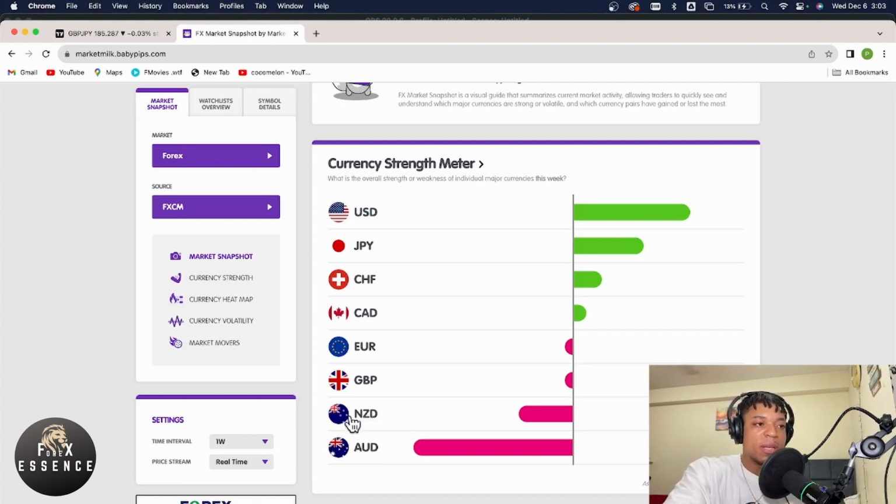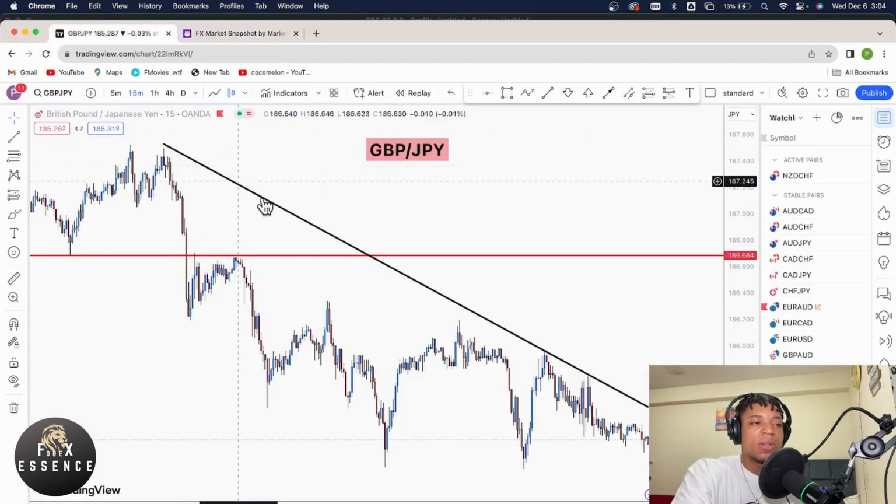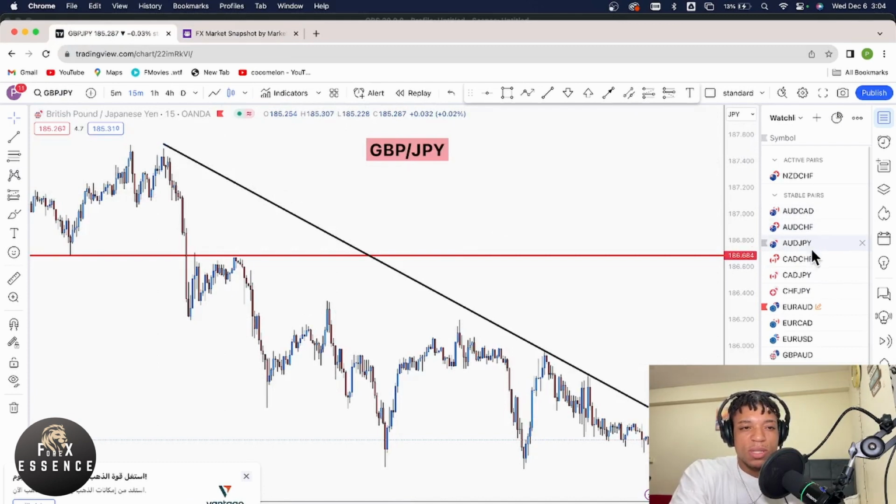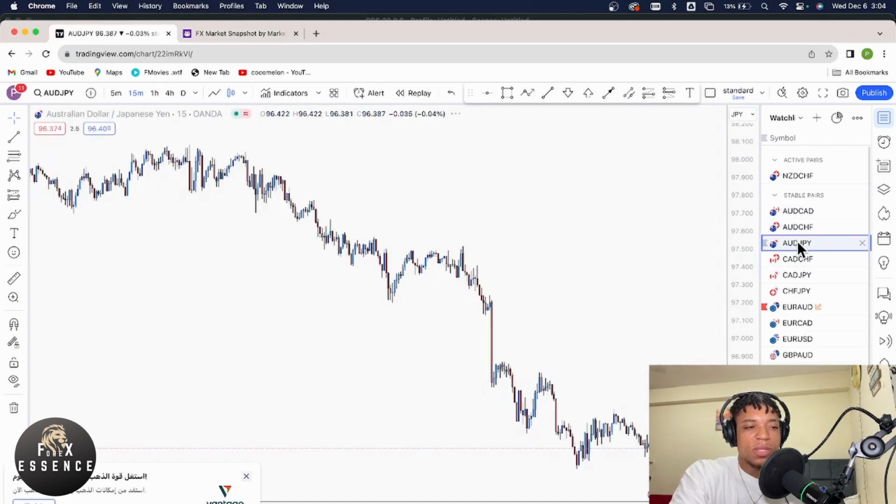Now, I'm going to make an example by going into the charts. So let's say Aussie yen, right? In my mind, I'm expecting the chart to be bearish because the base currency is weak. And the opposite of that is the quote currency, which is the yen. So that means the Japanese yen is stronger, right? Now always keep that in mind. The quote currency is always the opposite of the base currency. So if I say Aussie yen, there we have Aussie yen.